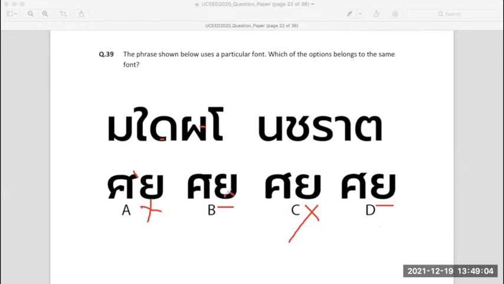The width is remaining constant across. Whereas in D, there is a slight change from this to this width, there is a change. So I will say B is also wrong that way. And we arrive at the correct answer, which is D. Is that clear?